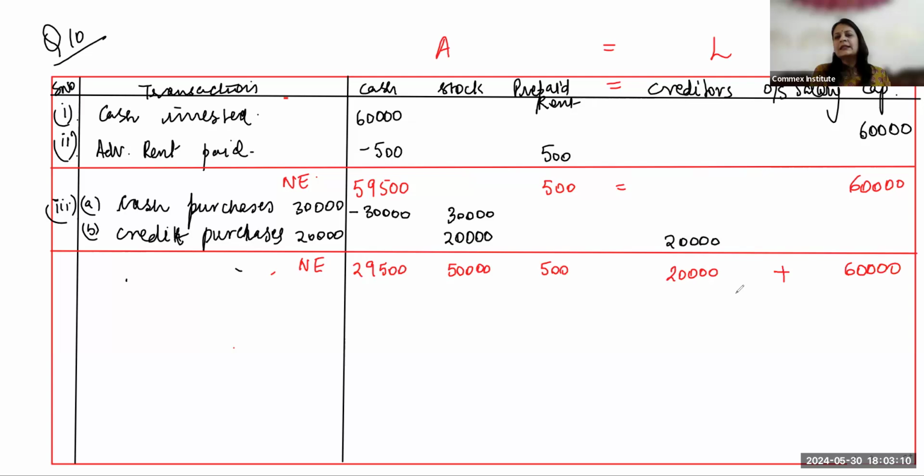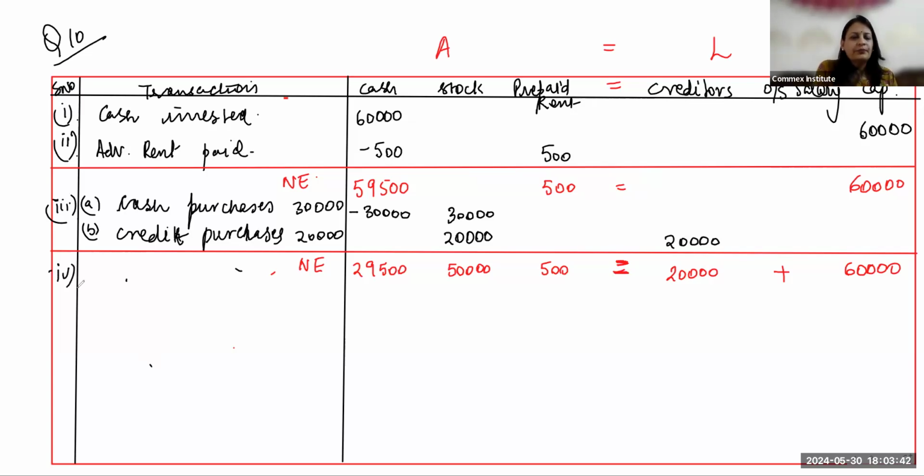So on the right-hand side, we've got 80,000. Let's see how much we have got on the left-hand side. Again, 29,500, 30,000 plus 500, 30,000 and 50,000, 80,000. So on both sides, we've got 80,000. So my accounting equation is matching, right? Any doubts? Anyone? So Parnika, are you following it? Yes, ma'am. Okay. Now moving on to the next transaction.